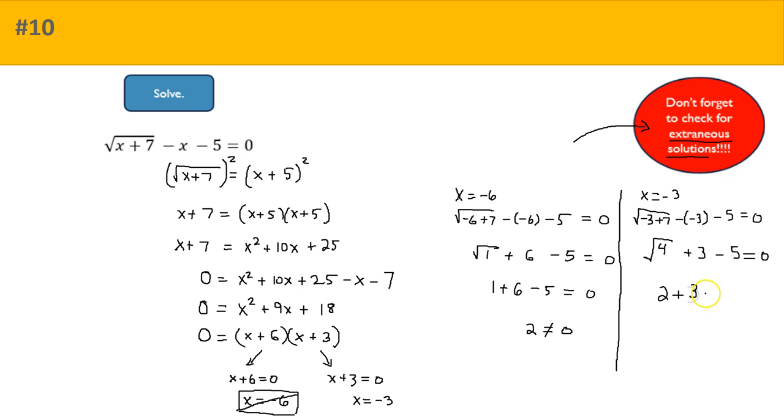2 plus 3 minus 5, does that equal 0? Well, 2 plus 3 is 5. 5 minus 5 is 0. And does 0 equal 0? Yes. So for this one, we have shown that x equals negative 3 is a solution. And that will be the answer to number 10.